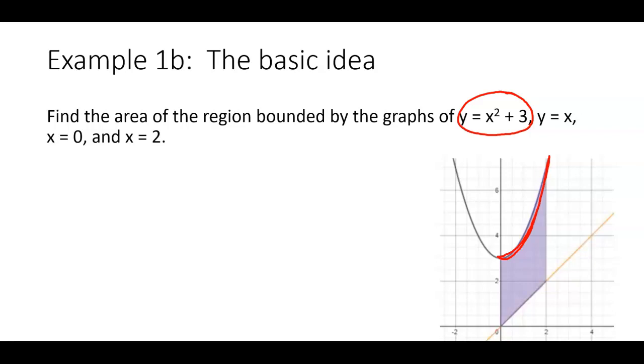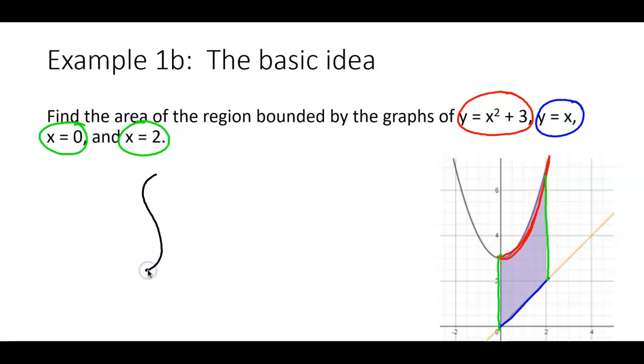The other piece, y equals x, hopefully you guys know that's just a diagonal line, so that's this guy. And then x equals 0, that's a vertical line right here. And x equals 2, that's another vertical line here. So I want to find that area.